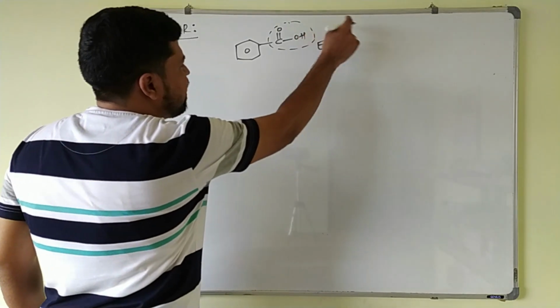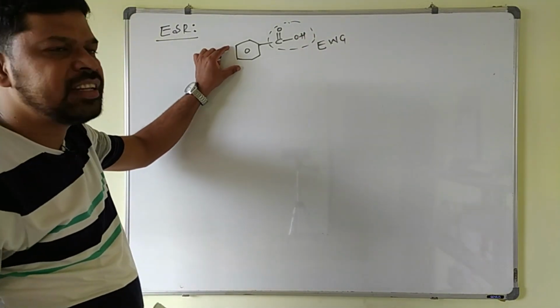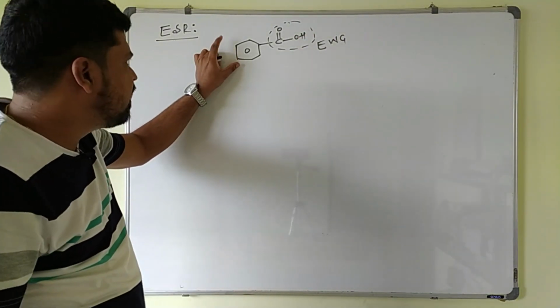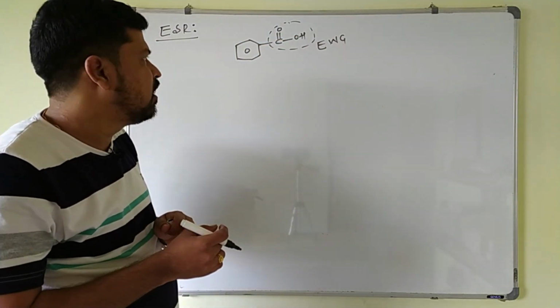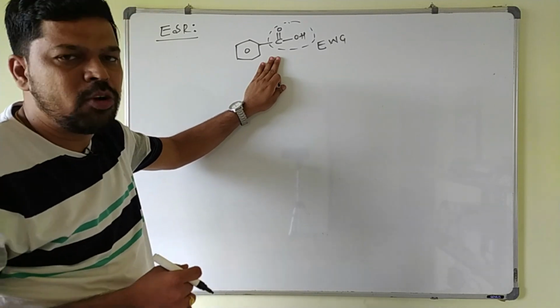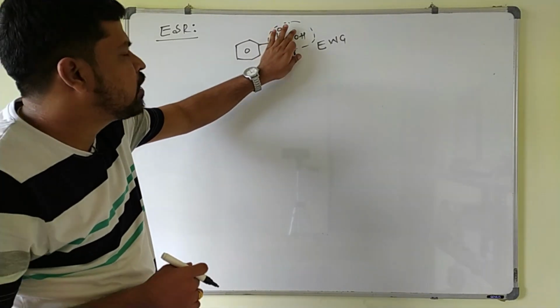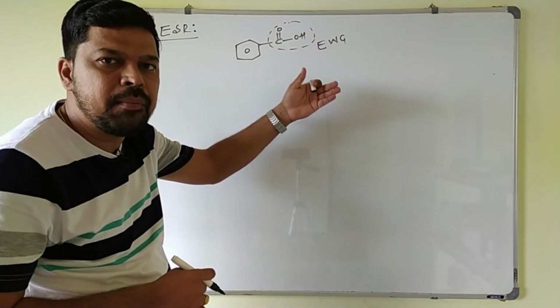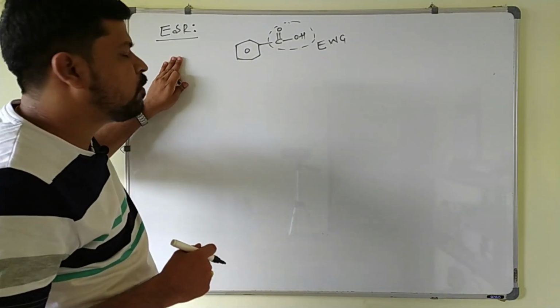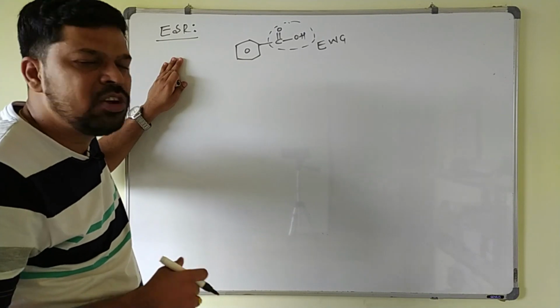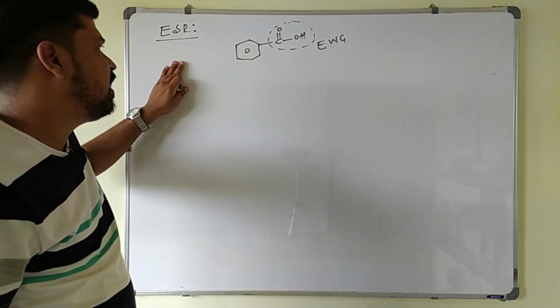It acts as what? Electron withdrawing group. Since it is acting as electron withdrawing group, electron density in the benzene ring decreases, hence it deactivates this benzene ring towards the electrophilic substitution reaction. Therefore, in case of aromatic acids, this COOH group acts as deactivating and meta-directing for the incoming electrophile. That's why in case of ESR reactions of acid, only meta products will be obtained here.